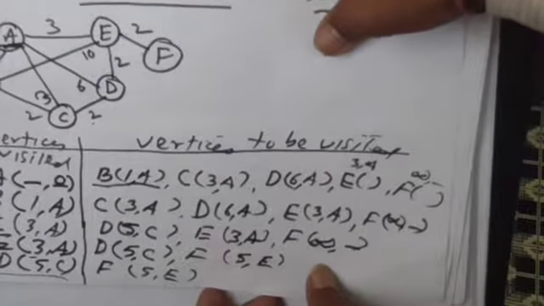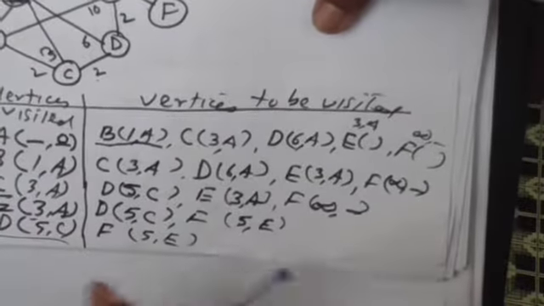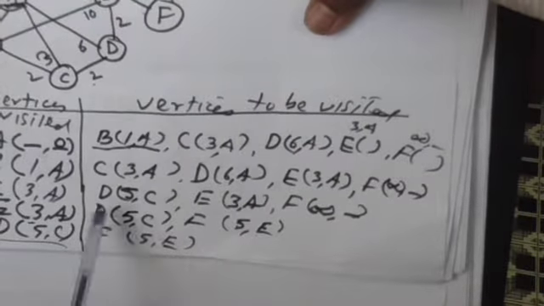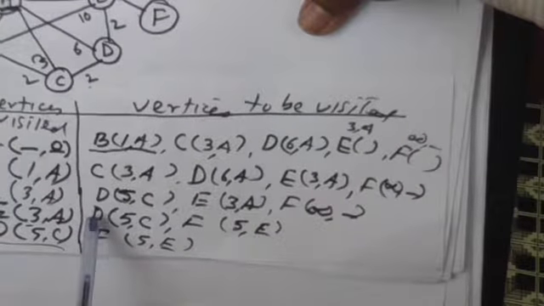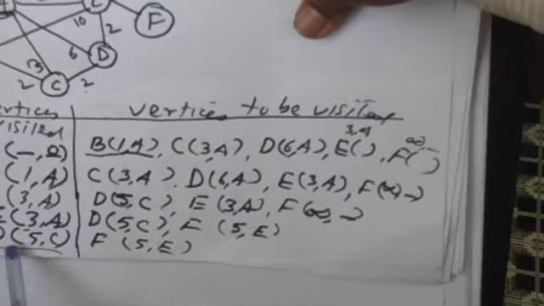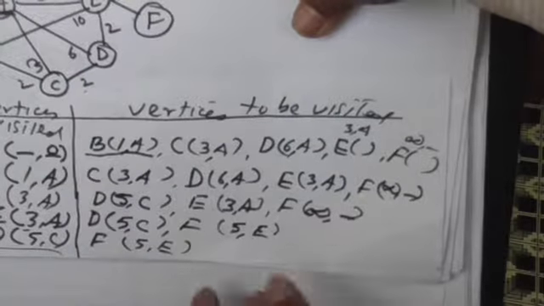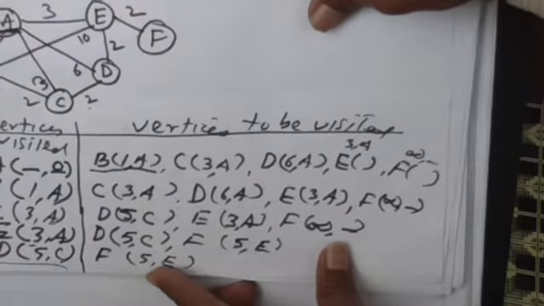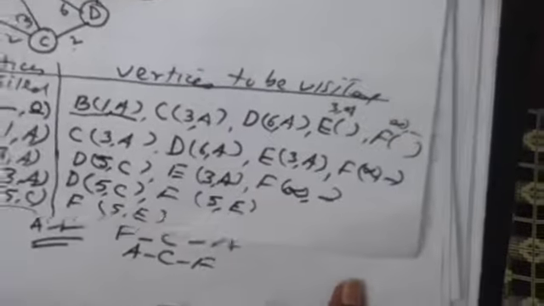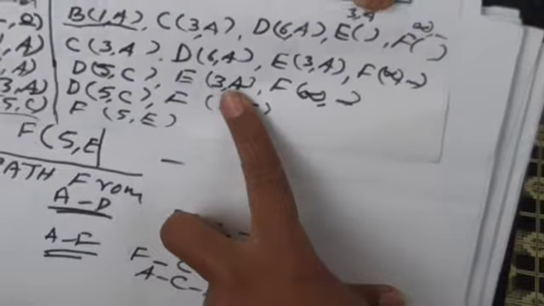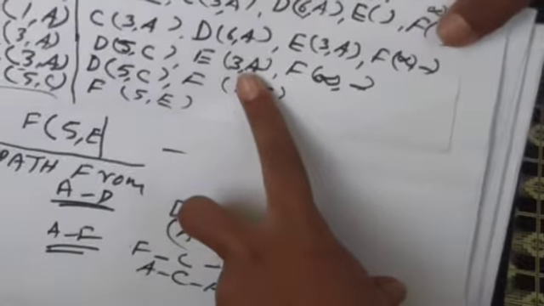Then the next vertex which I am going to consider is F. The next one which I am going to consider is D here, 5 and this. So any one of these I can take, I will take D, which is 5 and C. And from D to F there is no edge. Therefore I don't change the value of this one. Now I take finally F, and you see no other edge is left over.